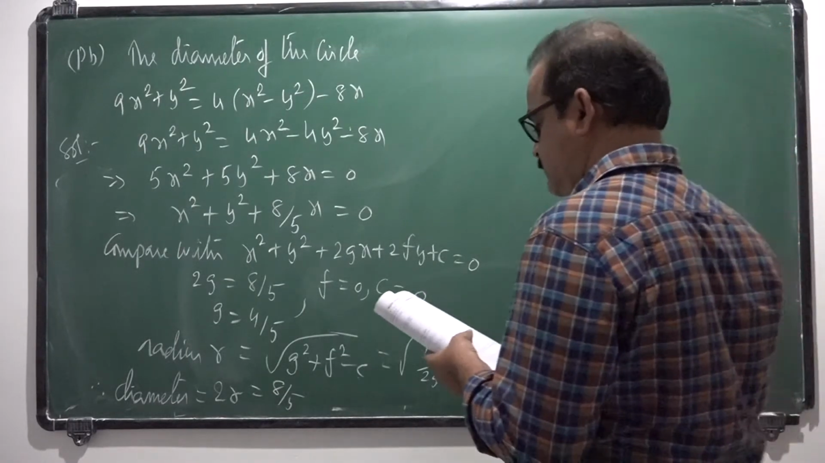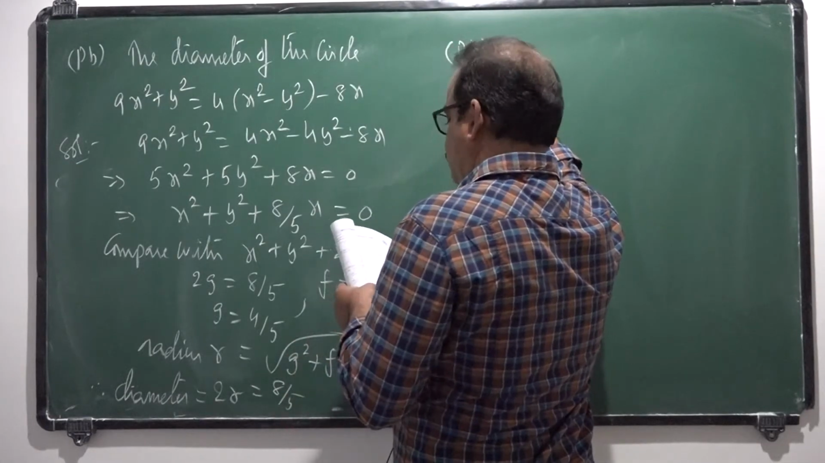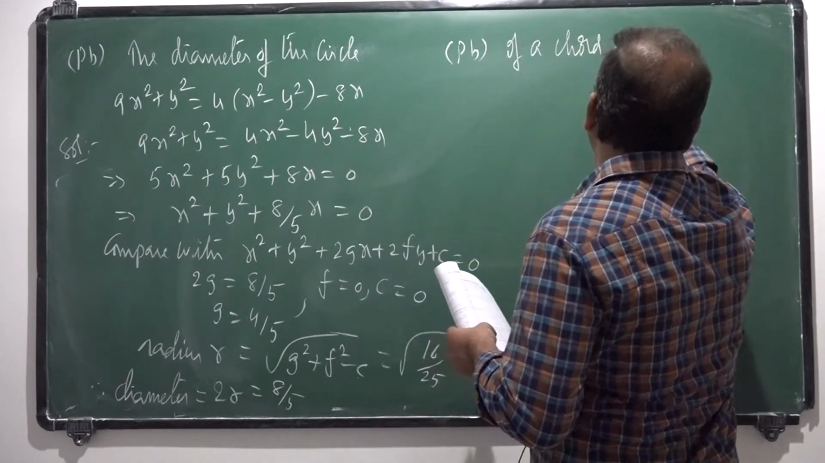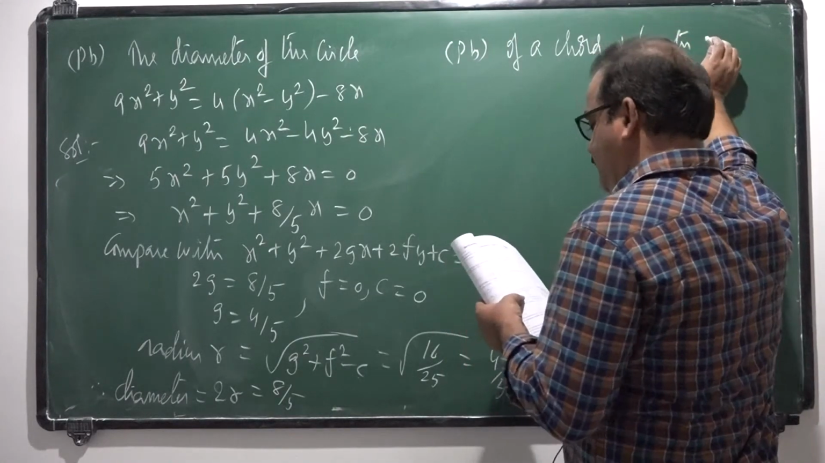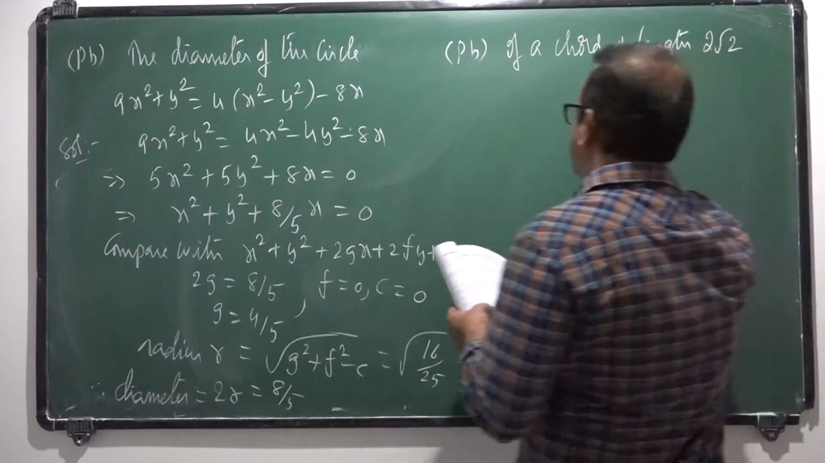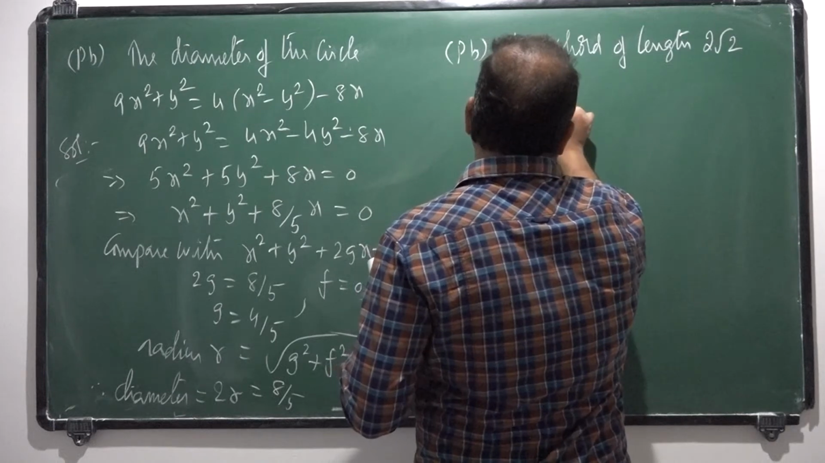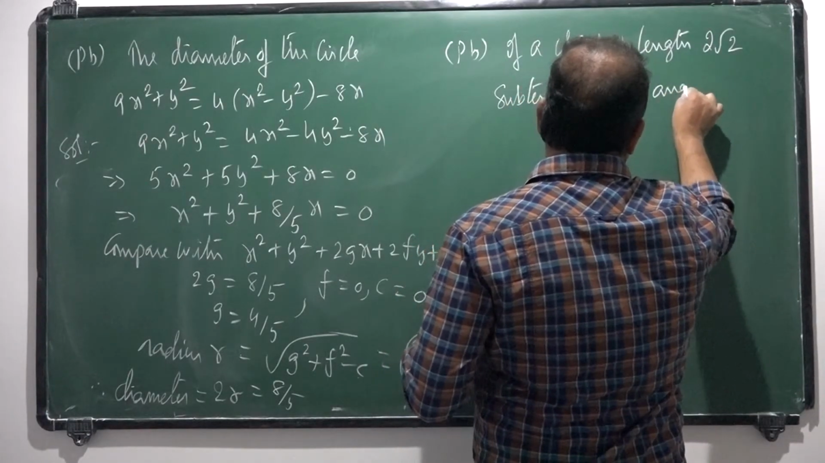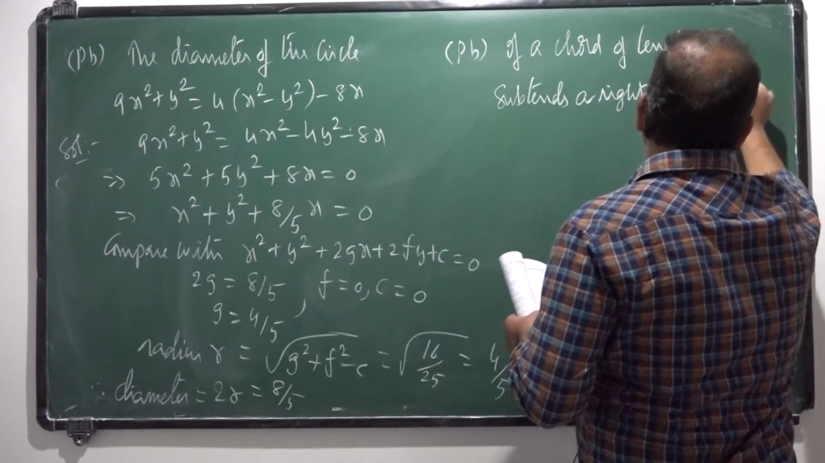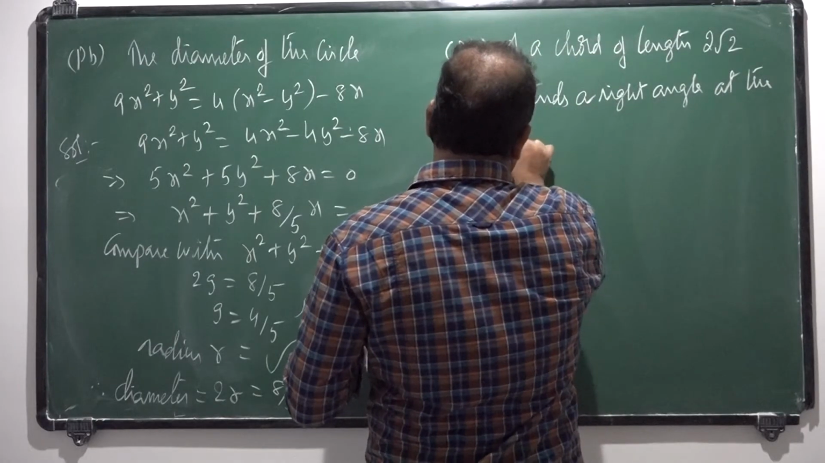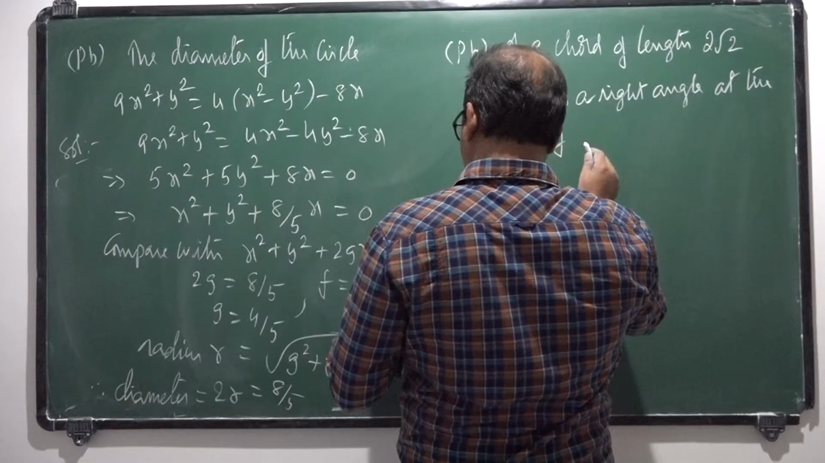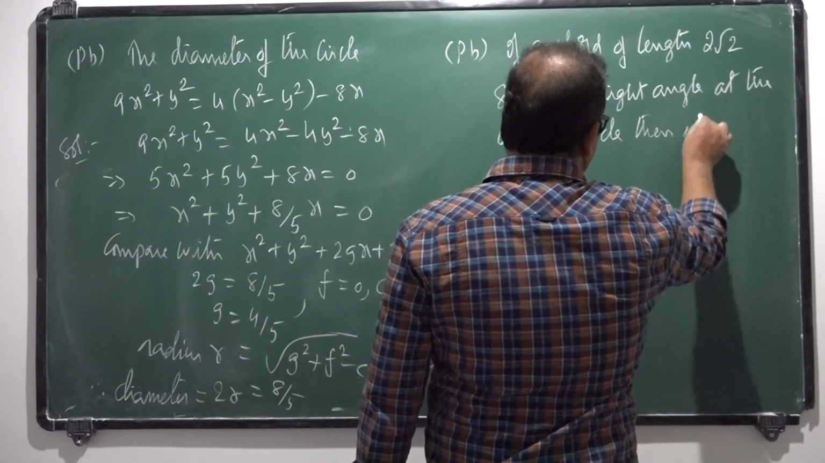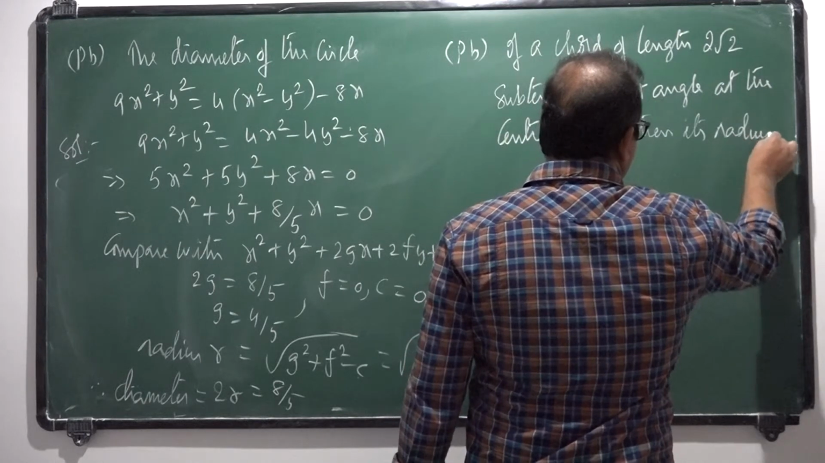Next, if a chord of length 2 root 2 subtends a right angle at the center of the circle, then its radius is equal to.